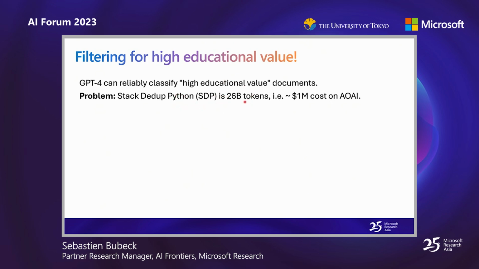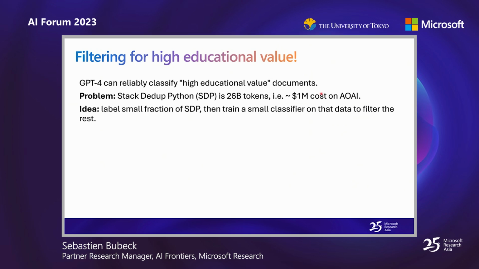This is only 26 billion tokens, so much smaller than the 1 trillion. And if you would use GPT-4 to label all of this as high educational value or not, this would cost you $1 million on Azure OpenAI. And I don't have that, neither does my team.